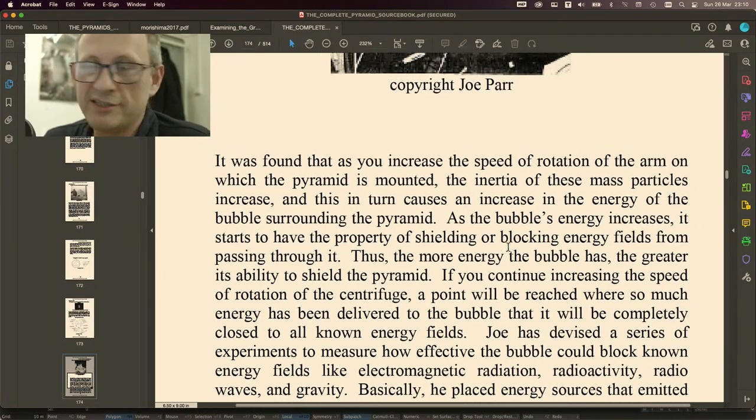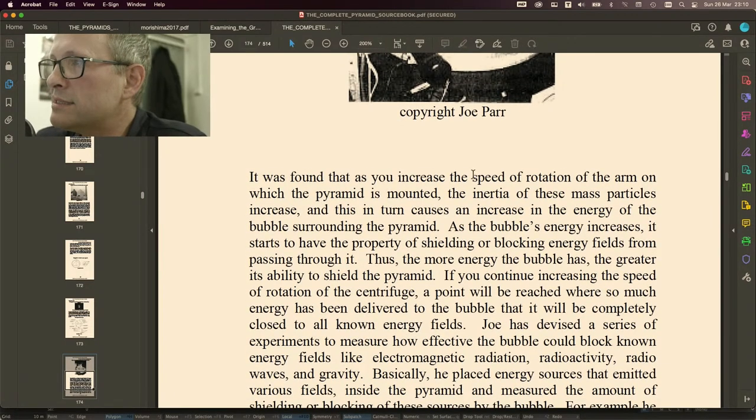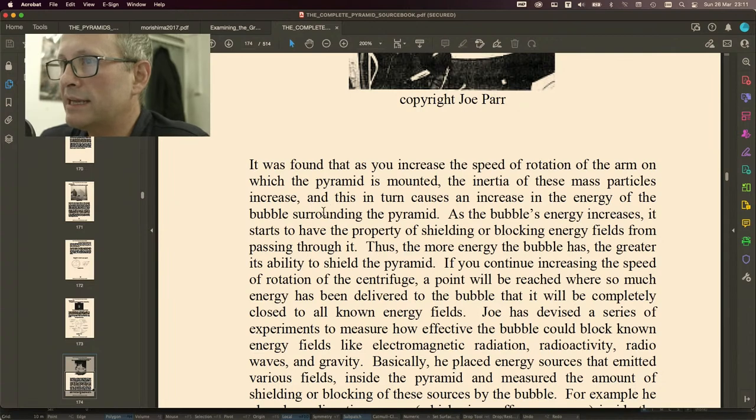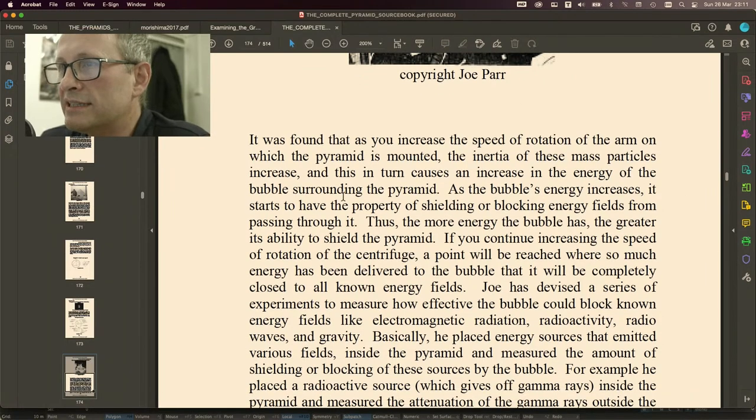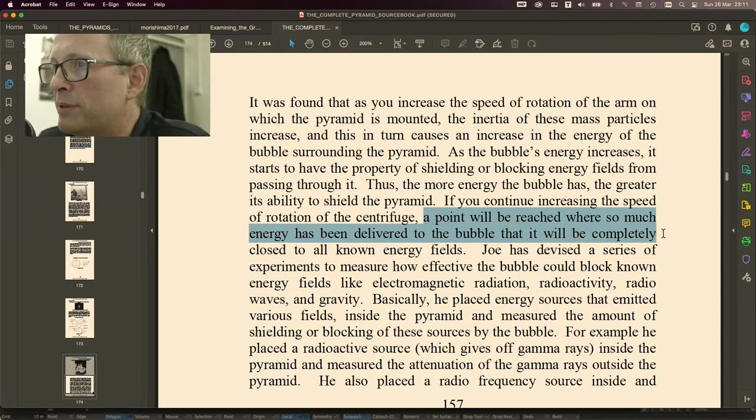Okay, here's where it gets really interesting for me. Maybe for you, I don't know, but it got interesting for me. It was found that as you increase the speed of rotation of the arm on which the pyramid is mounted, the inertia of these mass particles increase, and this in turn causes an increase in the energy of the bubble surrounding the pyramid. As the bubble's energy increases, it starts to have the property of shielding or blocking energy fields from passing through it. Thus, the more energy the bubble has, the greater its ability to shield the pyramid. If you continue increasing the speed of rotation of the centrifuge, a point will be reached where so much energy has been delivered to the bubble that it will be completely closed to all known energy fields.